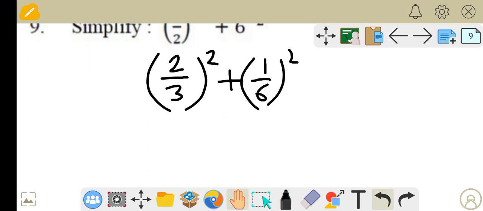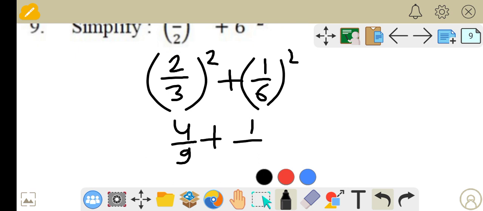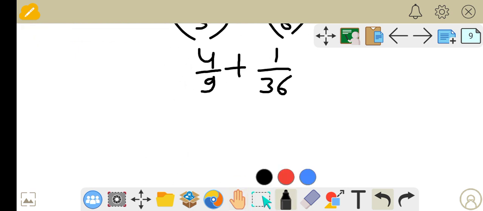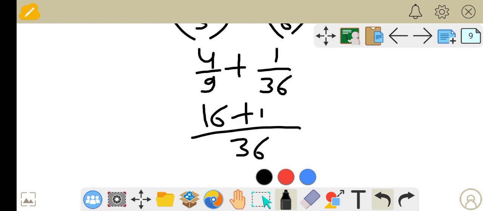After simplifying this expression, it will be 4 by 9 plus 1 by 36. Now we need to take the LCM and solve this expression. So 36, 16 plus 1. So your answer is 17 upon 36.